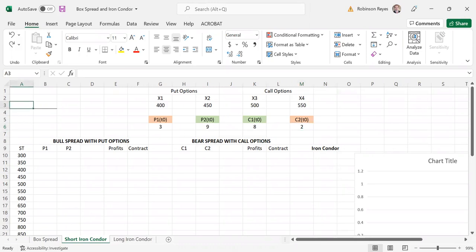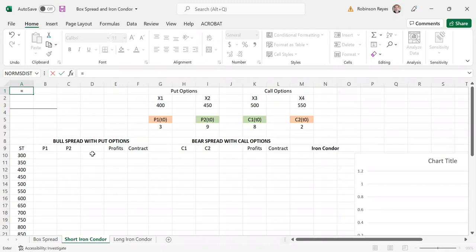Now, I'm saying that this is a short iron condor, where you basically have a net short position. Why is it that I am saying that? Let's go over this here. So in this iron condor, we have these two legs, right? Let's look at the bull spread first.